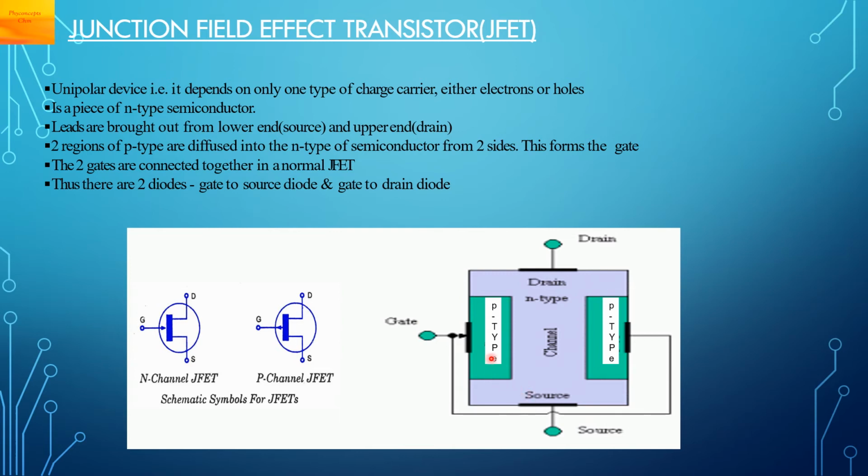So there is one diode which we call the gate source diode. Also, if you see, this is again the P region and the N-type region. This also forms a PN junction diode. So again we get another diode which we call the gate drain diode. So a JFET is made up of two diodes, gate to source diode and gate to drain diode.